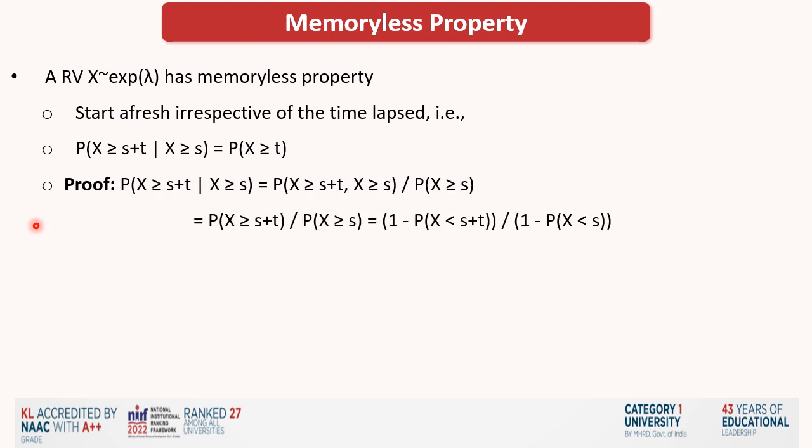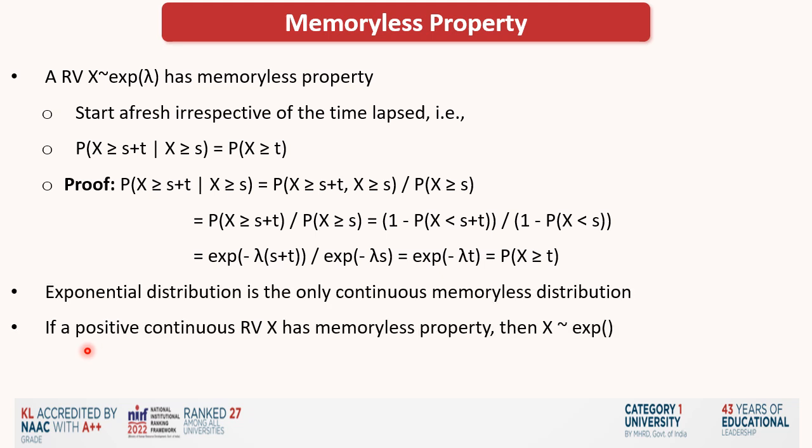The proof is pretty straightforward. Using the conditional probability definition, the probability of x greater than s plus t given x greater than s is the joint probability divided by the probability of x greater than or equal to s. Now this reduces to the probability of x greater than or equal to s plus t divided by the probability of x greater than or equal to s, which can be written in the complement form, and by substituting the exponential CDF, we get e to the power minus lambda t, which is the same as the probability of x greater than or equal to t.